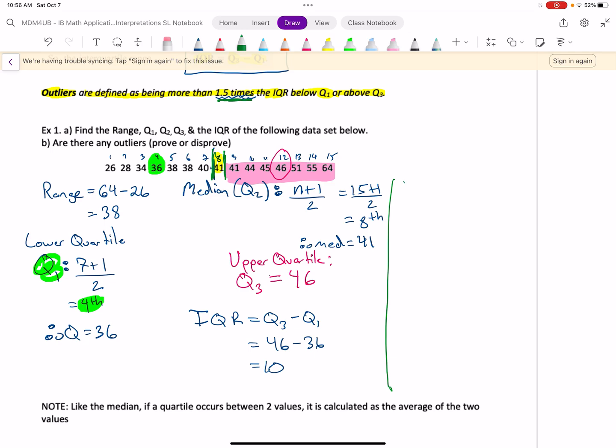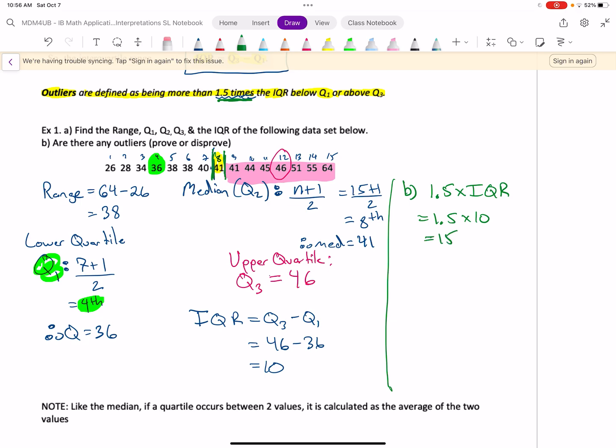So in part B, it says, are there any outliers? So what I want to do is find the boundary on the lower end and the upper end separately in order to see if there are any outliers. So let's just start with the lower end. I'm going to take 1.5 times the IQR. So let's just do that first. I've got 1.5 times 10. Nice, easy math. So that gives me 15.